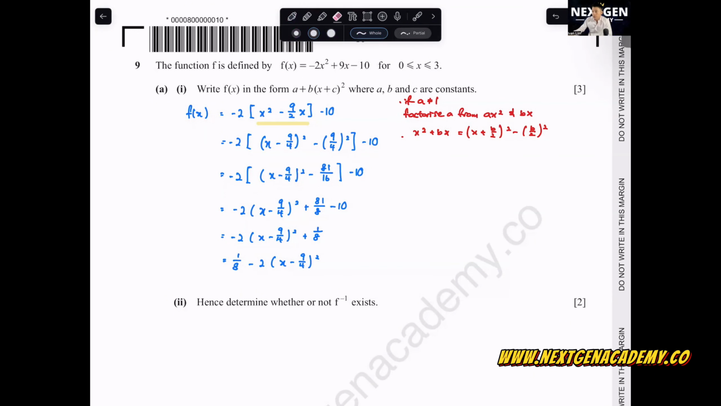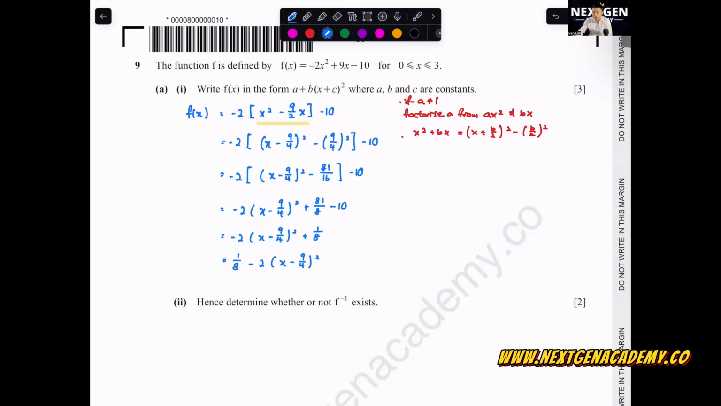Okay, the next one. Determine whether or not f inverse exists. This often comes out in a quadratic question, right? But this one, they structure it a little bit differently from last time. Last time, they always said, find the x value where the f inverse exists. For this one, does it exist or not? How do we know whether your f inverse exists? This is going back to the very first part in your entire textbook, where we talk about the relationship.